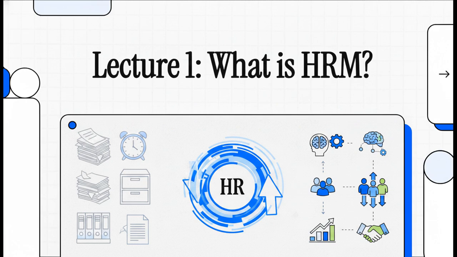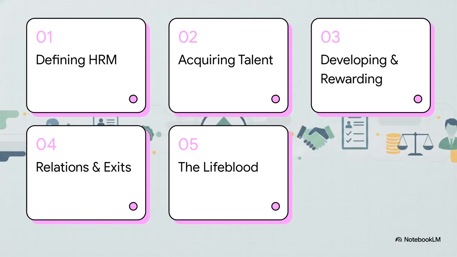So, let's get started. Here is the quick roadmap for our explainer today. We're basically going to trace the entire employee life cycle through the 12 core functions of HR. We'll start by defining HRM, move into acquiring talent, developing and rewarding that talent, managing relations and exits, and finally, we'll wrap up by looking at why HR is the absolute lifeblood of an organization.